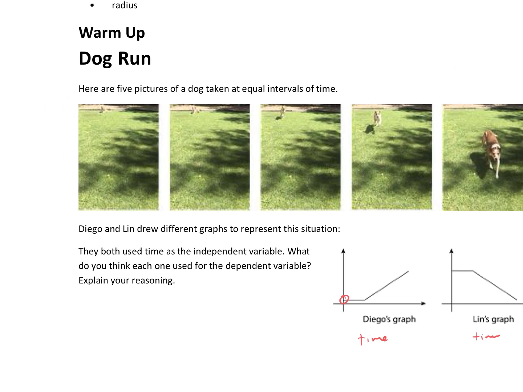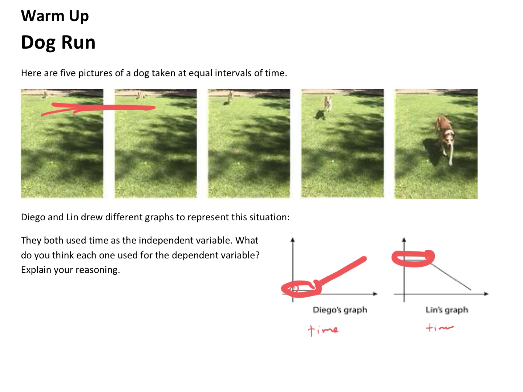So if we look at the pictures, we can see the dog is laying down for the first couple of frames. That explains why there's no movement here and here. It's just kind of sitting still. But then it gets up and it starts running closer, which then explains the straight line after the fact.